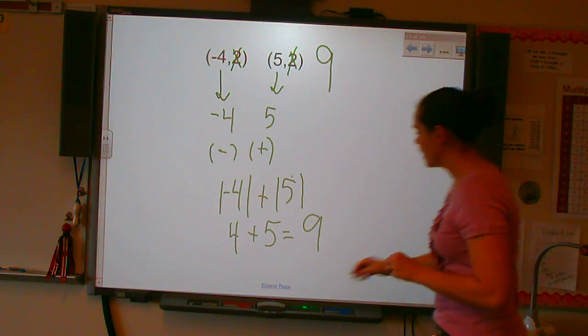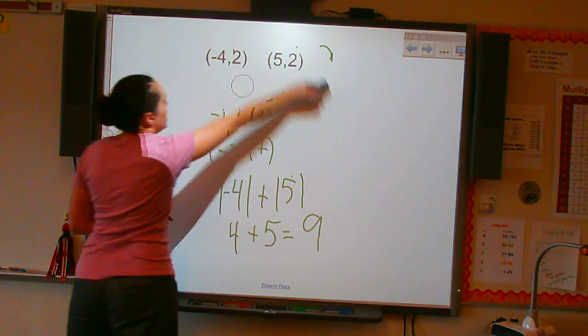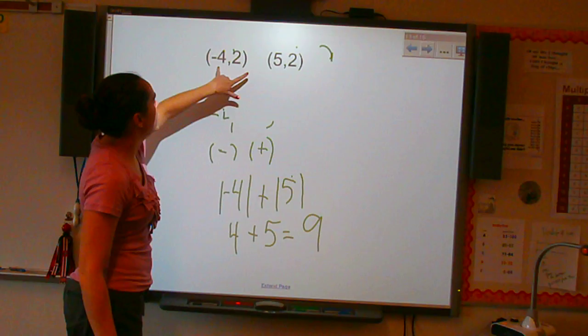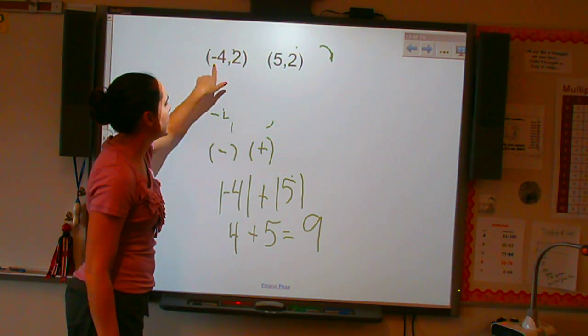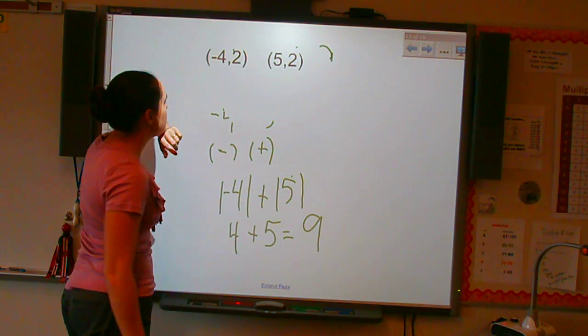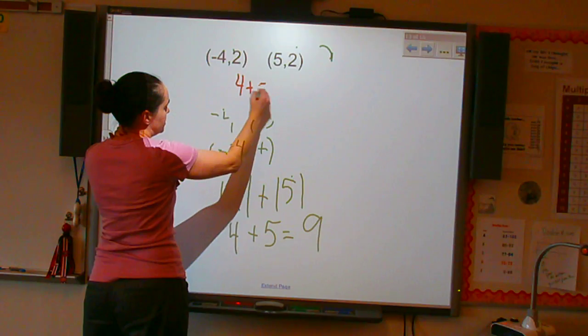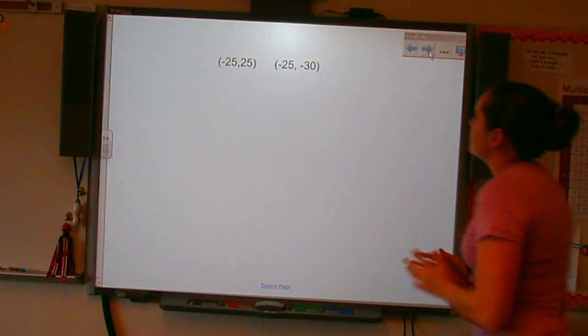Okay? So looking at that again, our y-axis was the same. We looked at just these two numbers. We saw that one was negative, one was positive. That tells us it crosses over the 0 axis. So we use our absolute value and add. So 4 plus 5 is 9. Okay? Let's look at another example.